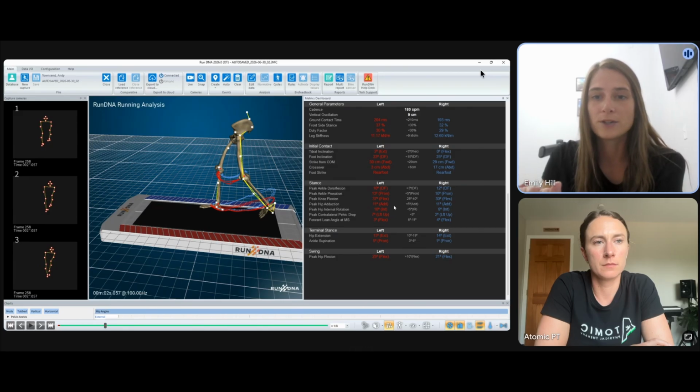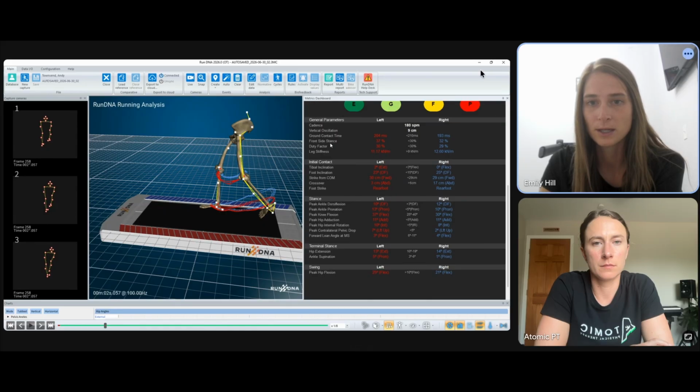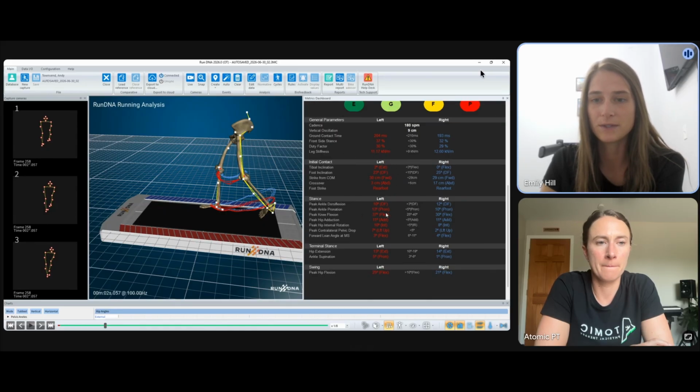Now, if we think back to what we talked about with the foot pronation, right, we had a lot more pronation on the left side. If I go back here and look, yeah, here, 13 degrees on the left side of pronation, and we had 10 degrees on the right.